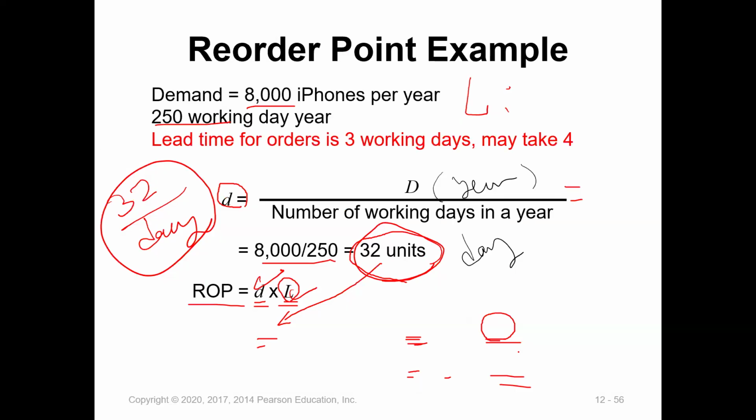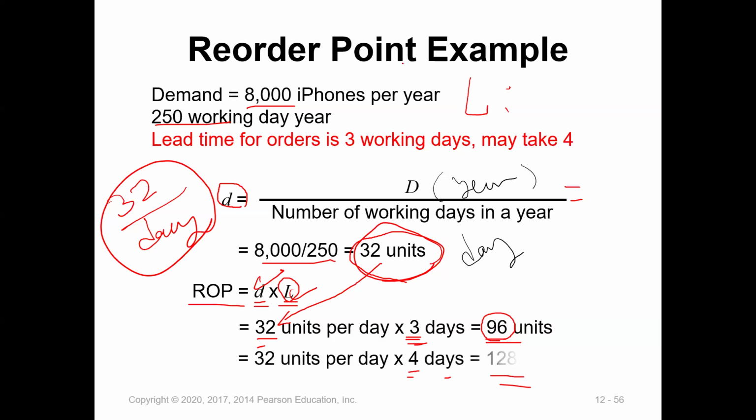So we said the daily demand is the annual demand divided by the number of working days. So 8,000 divided by 250. It's 32 units. This is the daily demand. Any questions? Okay. So now we have 32 units.